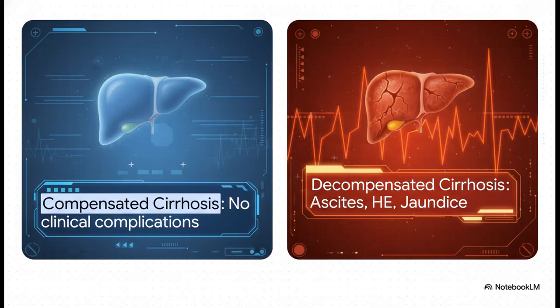Now, what's really interesting about this is how it establishes the core inciting incident of our pathway, that critical divergence between stage 2A and 2B. On the one side, you have compensated cirrhosis. The patient has 0 clinical complications: no ascites, no hepatic encephalopathy, no variceal bleeding, no jaundice. But on the other side, decompensated cirrhosis. The presence of any of those 4 complications immediately shifts your patient into a high-risk category. This binary split dictates literally every decision you're going to make from this moment forward.